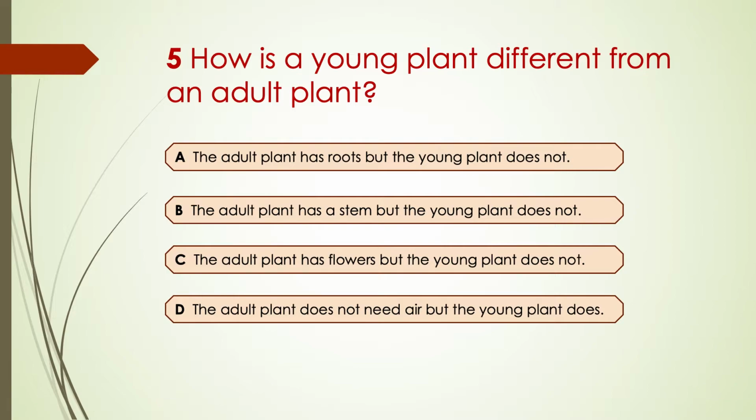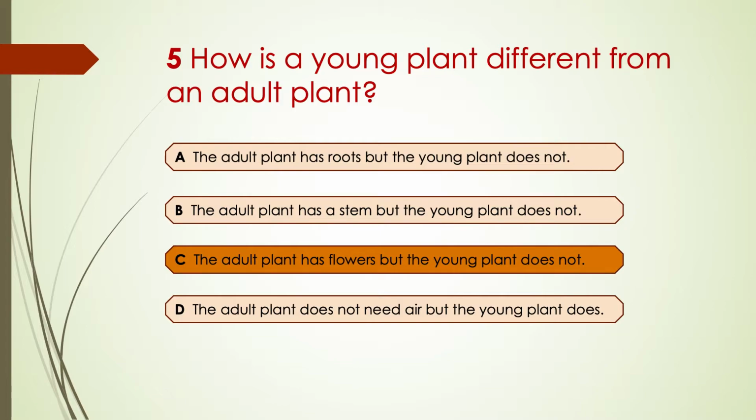How is a young plant different from an adult plant? Option A, the adult plant has roots but the young plant does not. Option B, the adult plant has a stem but the young plant does not. Option C, the adult plant has flowers but the young plant does not. Option D, the adult plant does not need air but the young plant does. The answer is option C. The adult plant has flowers but the young plant does not.